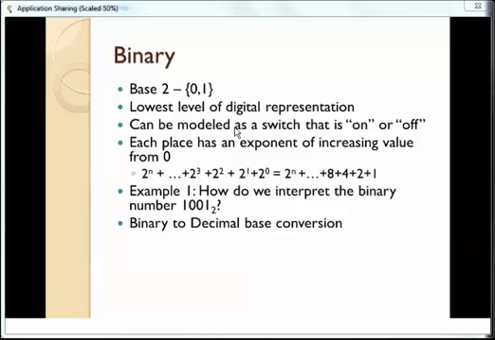So an example would be, how do we interpret the binary number 1001? Again, we're using 2 here as a subscript to ensure that we understand that we are dealing with binary. So when we say how do we interpret, we're really asking as humans, how do we interpret this as decimal? A computer may use 1001, but in general we would not use that for any calculation purposes. So humans work with decimal, and so we would need to perform what's called a binary to decimal base conversion.